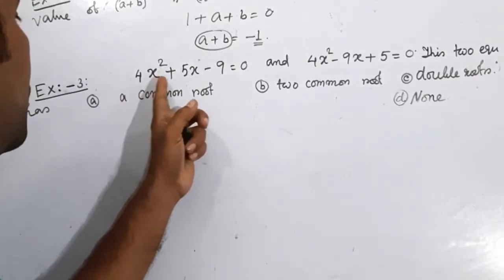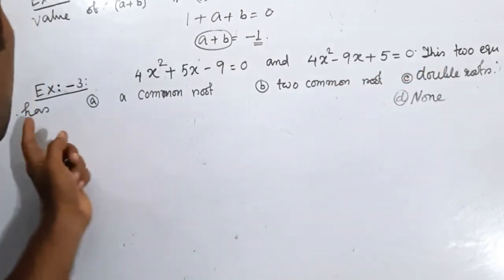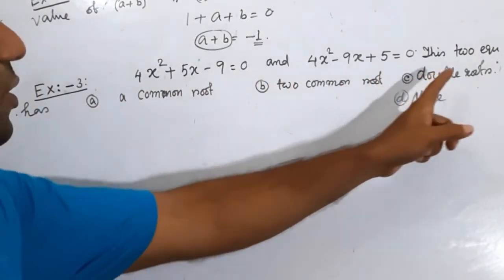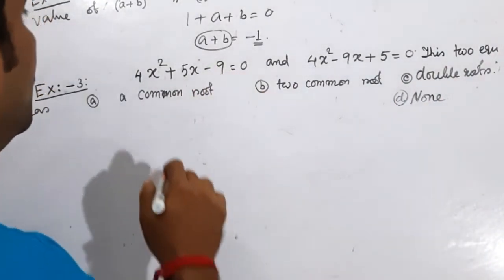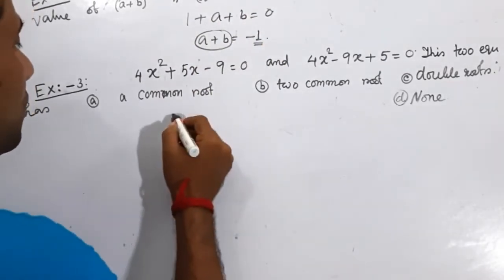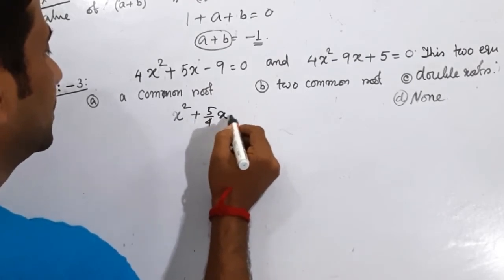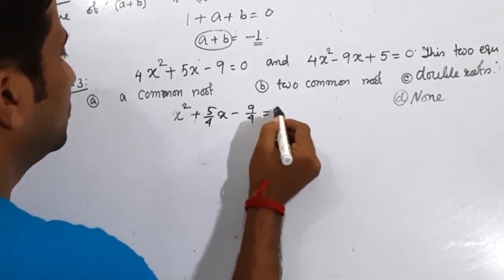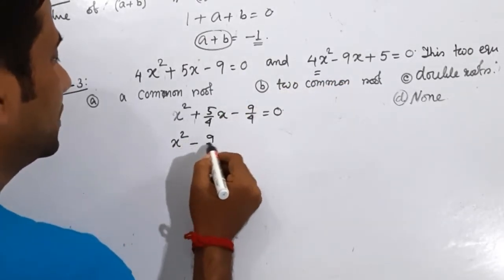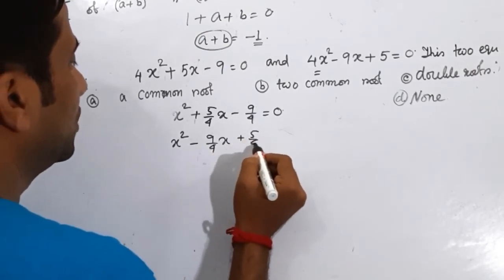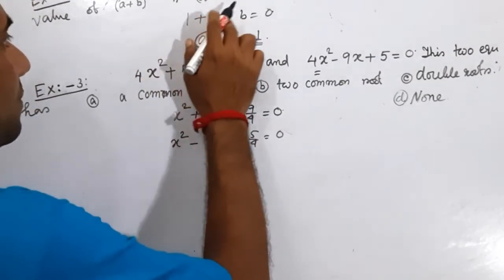Now, in this equation 4x square plus 5x minus 9 is equal to 0 and 4x square minus 9x plus 5 is equal to 0, these two equations have: a common root, 2 common roots, double root, none. From the above condition, we can write this equation as x square plus 5 by 4 x minus 9 by 4 is equal to 0, and the other equation can be written as x square minus 9 by 4 x plus 5 by 4 is equal to 0. We calculate in this way that 1 plus a plus b is equal to 0.